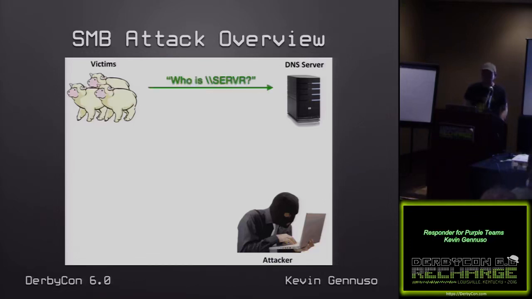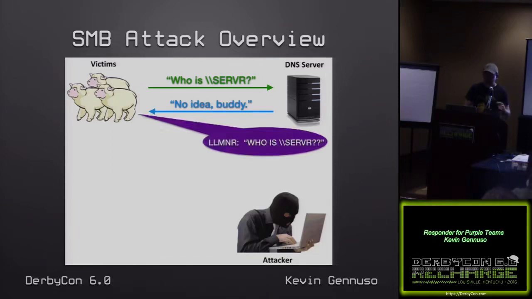So this is basically how it works: you have a victim who maybe mistypes. They're trying to get to a file share, and they type \\serve R. They meant to get the server, but they mistyped it. So DNS is like, what are you talking about? I don't have an entry for that.